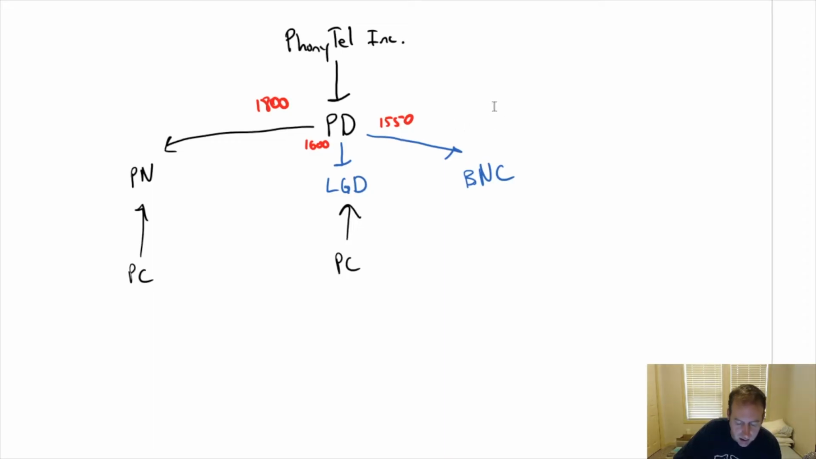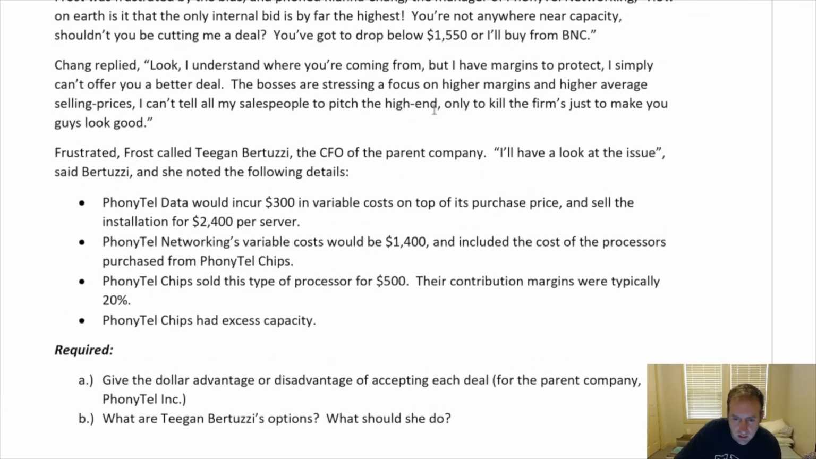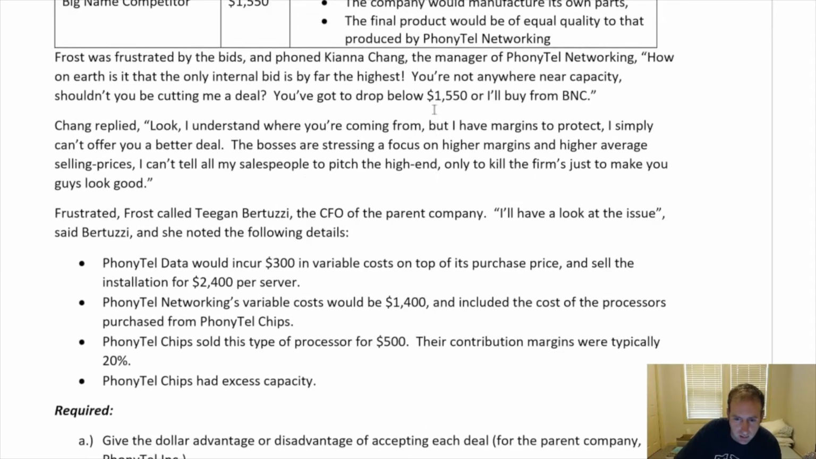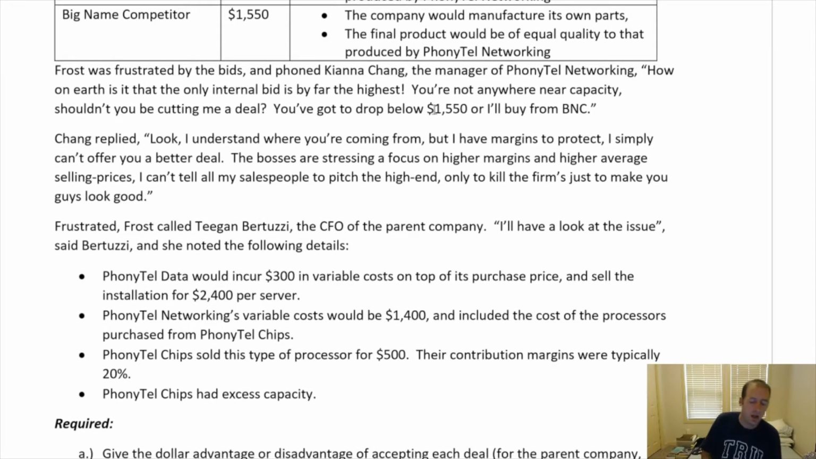Obviously, if you're Steve Frost for Phonytel Data, this is the best looking bid, right? That's the one you would want to take because you want to save money. You want to make a better profit. Okay, anyway. Frost was frustrated by the bids and phoned Kiana Chang, the manager of Phonytel Networking. How on earth is it that the only internal bid is by far the highest? You're not anywhere near capacity. Shouldn't you be cutting me a deal?